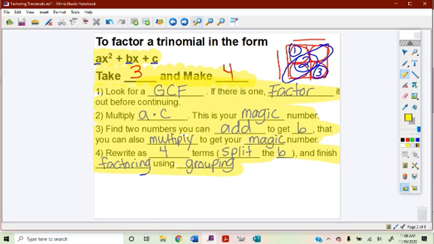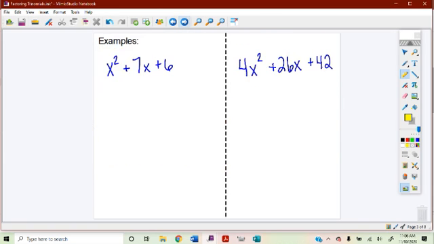All right, we're going to look at some examples. Again, if you're not done, pause it, write it down, and then go on to the next part. So write down example 1. X squared plus 7x plus 6.